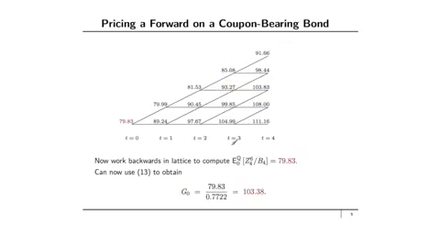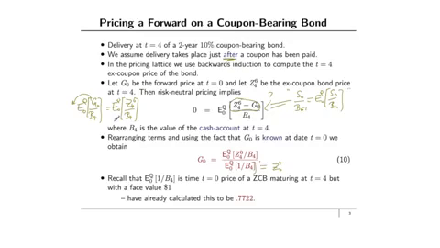So remember, our goal is to compute the value of this. This is the numerator in the expression for the fair value of the forward price, so I need to compute this expectation here. We know this is the value at time t equals 4, and I can just work backwards in the lattice and compute its value at time t equals 0. I get 79.83.